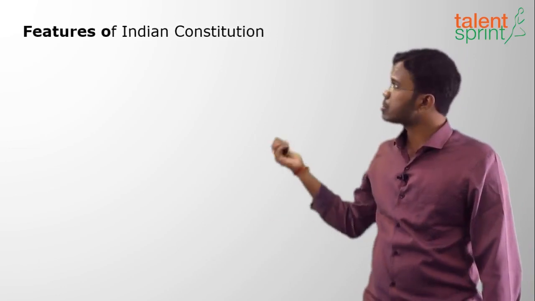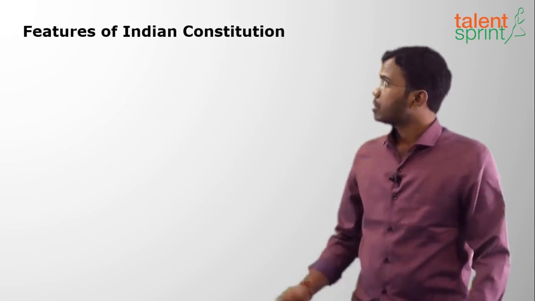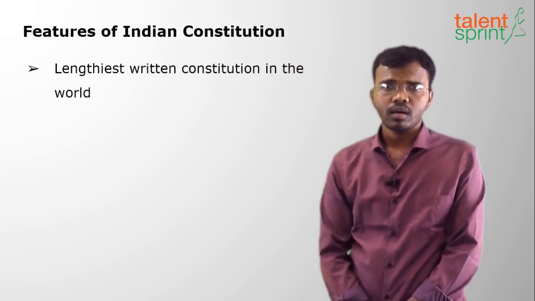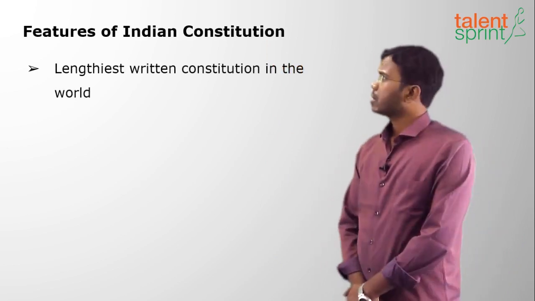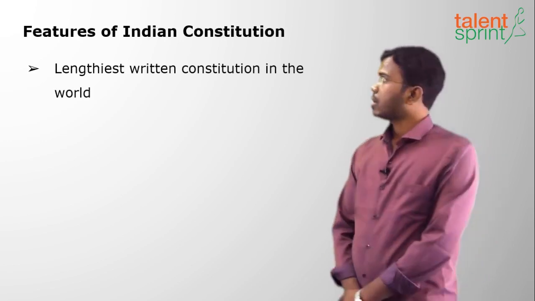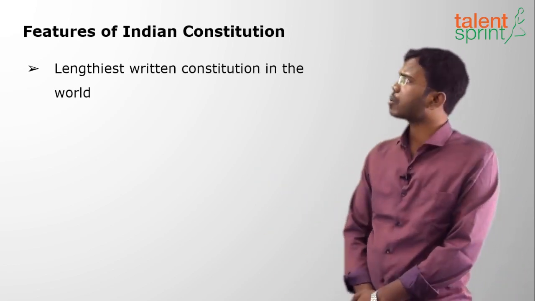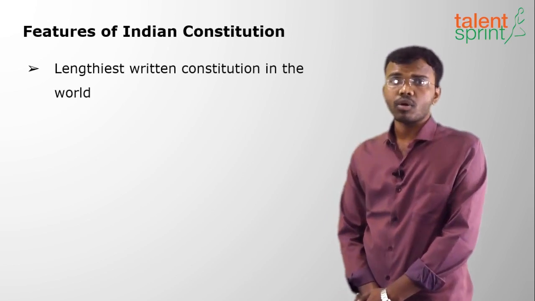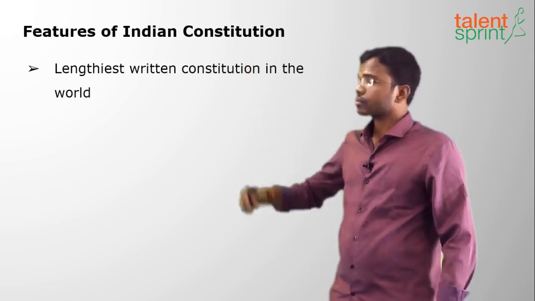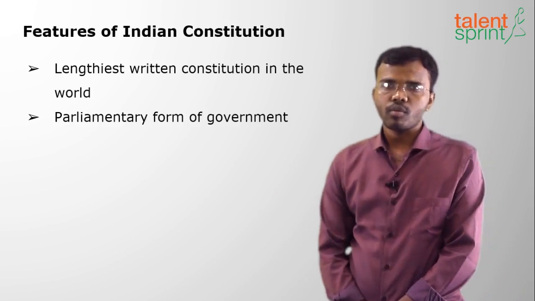Next, moving on to the features of Indian Constitution. So what are the very best features of Indian Constitution? The first feature is, it is the lengthiest written constitution in the world. How did it become the lengthiest? Because it has around 440 plus articles and 12 schedules. That's why it's the lengthiest written constitution in the world. Which is the shortest constitution? It is of the country Monaco. But the lengthiest written constitution is India.